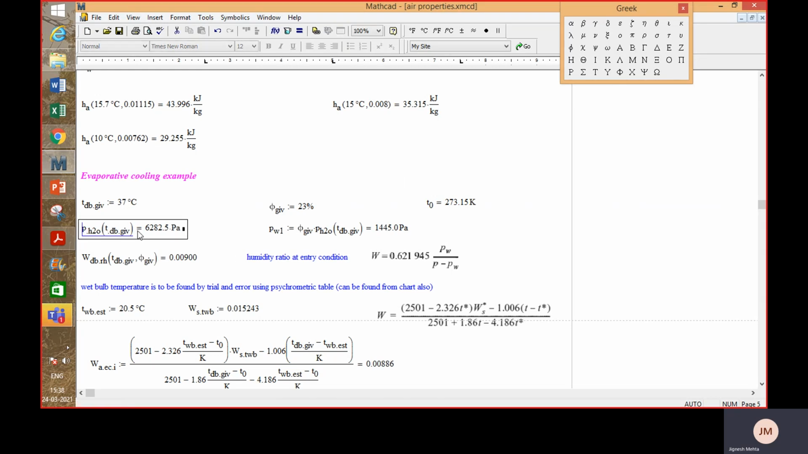This saturation pressure value may be slightly different from what you get from the table, because the program uses a slightly different algorithm. And PW1 is around 1445 Pascal. So it's 1.445 kilopascal. These values are to be put in kilopascal, and you get the value of W. So you will get it around 9 grams of water per kilogram of dry air. This is in kg of water per kilogram of dry air.